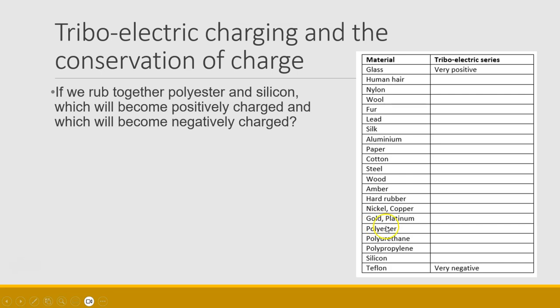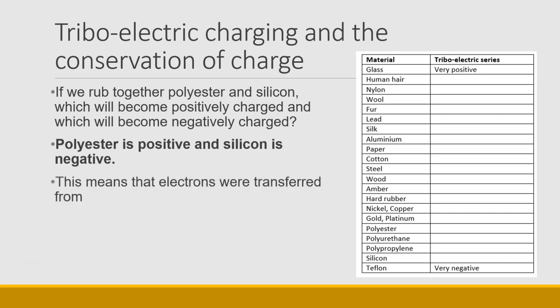In the last scenario, where polyester was rubbed with steel, the polyester became negatively charged. But if the polyester is going to be rubbed with silicon, the polyester is further up the table than silicon, so the polyester will actually become positively charged. So polyester is positive and silicon is negative. This means that electrons were transferred from the polyester to the silicon.